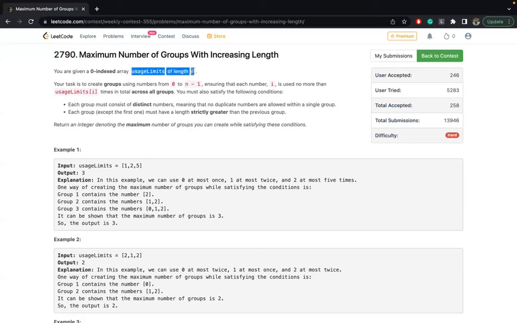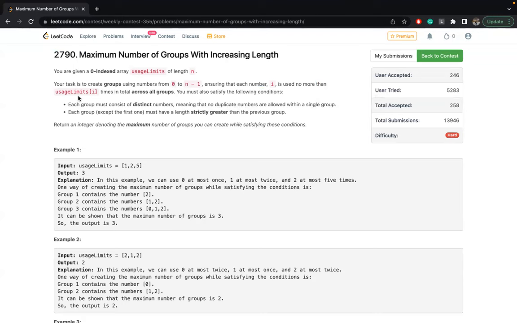You're given usageLimits of length n. You have to create groups using numbers from 0 to n minus 1, and you have to ensure that each number i is used no more than usageLimits[i] times.